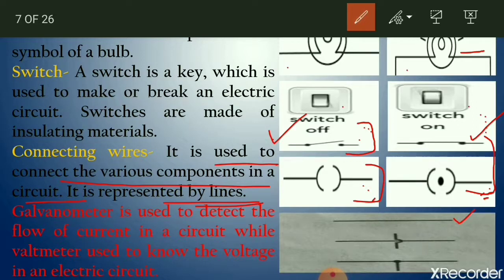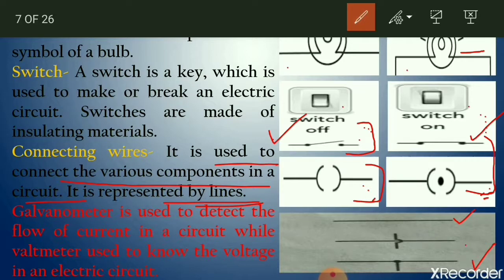This symbol represents two wires crossing each other but not connected to each other, and this represents two wires which are connected to each other. So this is all about the components and their symbols which are used in any electric circuit.